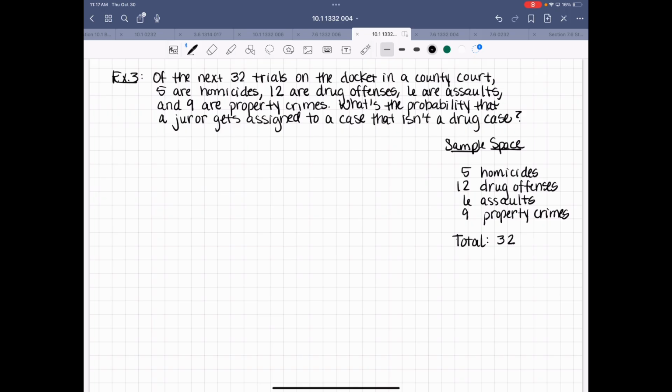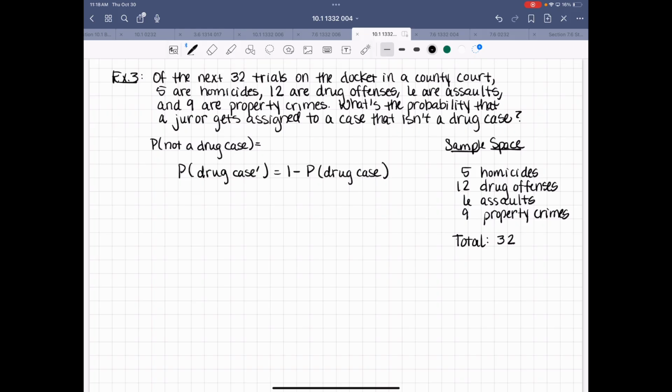And so what it asks is, what is the probability that a juror gets assigned to a case that isn't a drug case? Based on the last formula I gave you, you are looking for the probability of the complement of a drug case. That's going to equal 1 minus the probability that it is a drug case.